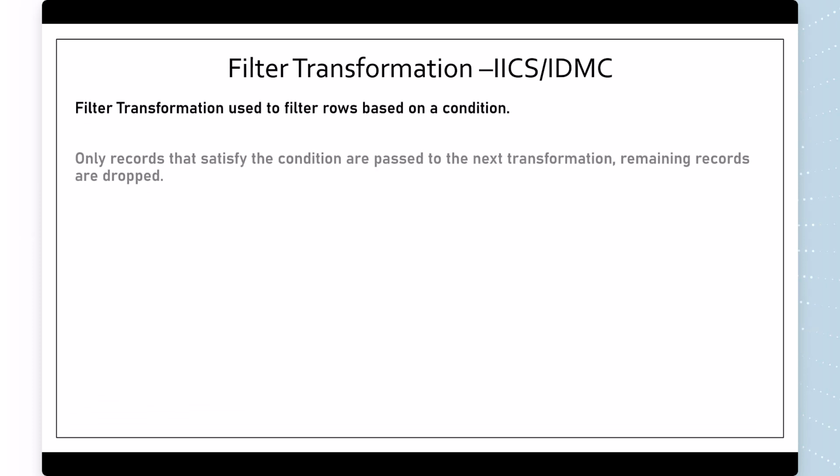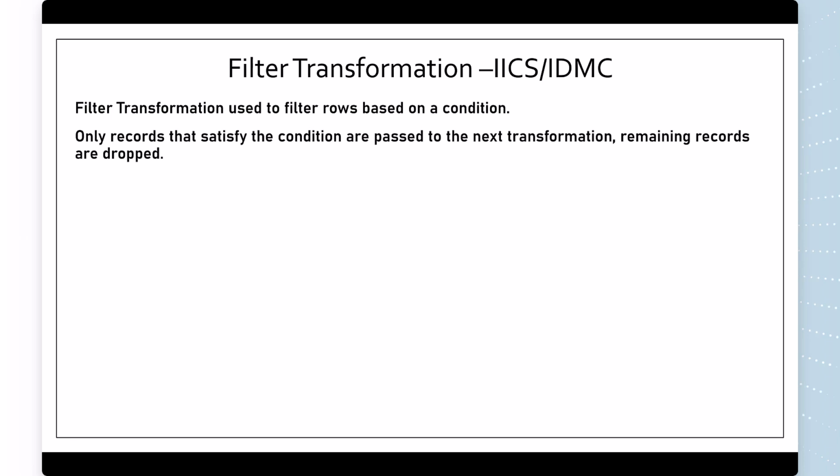In this lecture, let's understand what is filter transformation and how filter transformation helps us in the ETL flow. Basically, filter transformation is used to filter rows based on a condition. Whatever conditions we specify in the filter transformation, if any record satisfies that condition, that record goes to the next transformation. If it is not satisfied, then that record gets dropped.